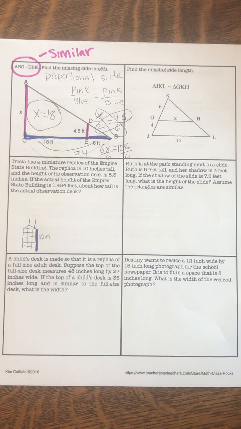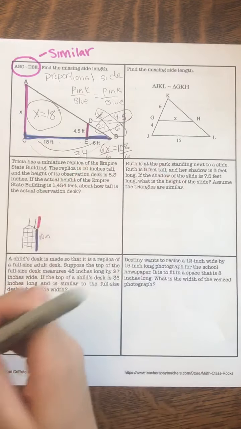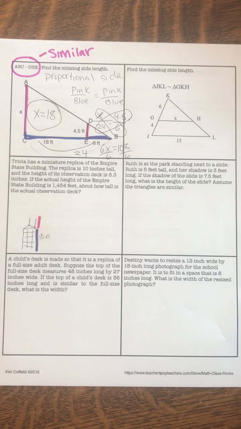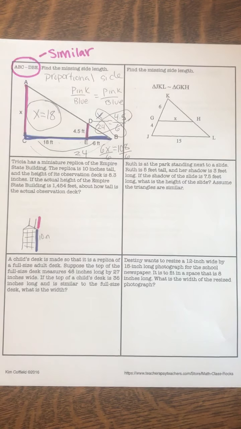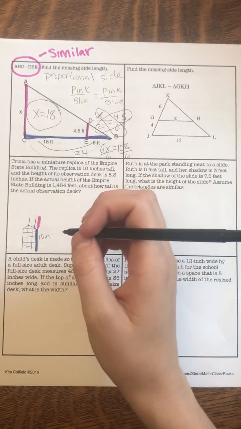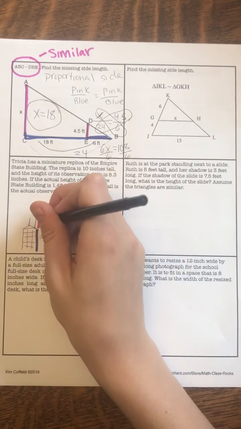10 inches tall, and the height of the observation deck is 8.3 inches. So the observation deck is right here, and then that is the height of its observation deck. If the replica is 10 inches tall, and the height of its observation deck is 8.3 inches, the actual height of this, okay, so how I'm reading this is that the observation deck is part of the 10, so it's 8.3.